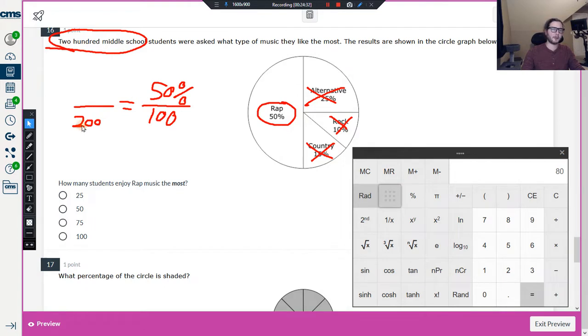We cross multiply 200 times 50 and divide by 100. So that gives us 100. 100 students prefer rap the most.